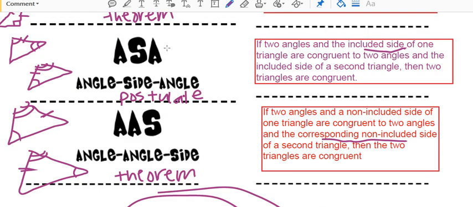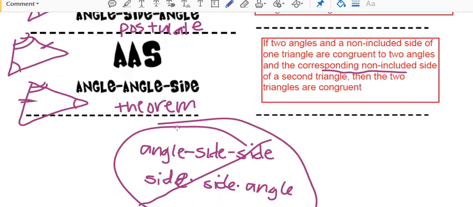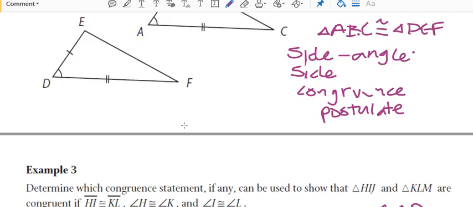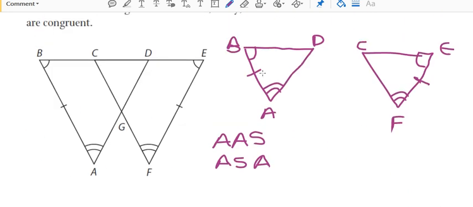All right, so angle, side, angle. And angle, side, angle, what you should notice there is that the side is included, right? And in angle, angle, side, the side that you're given is corresponding, but it's not included. So let's go back down to our example here, and I can tell that this side is included. So this here is an example of angle, side, angle.